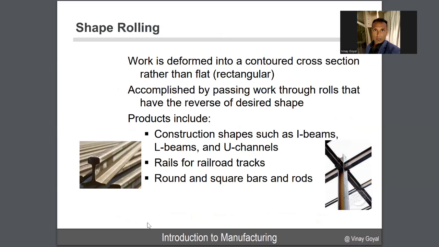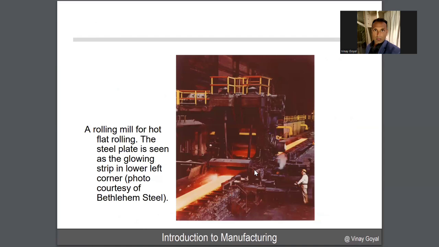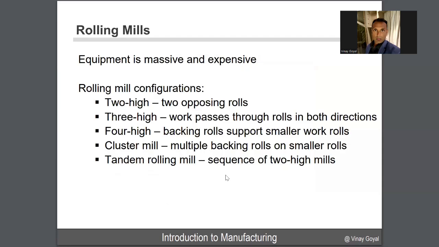In shape rolling, work is deformed into contour cross sections rather than flat. This is accomplished by passing work through the rolls, and products include I-beams, L-beams, U-channels, and things like rails for rolled trucks. Here you can see a rolling mill for hot flat rolling. The steel plate is seen here glowing in that process. Rolling mill equipment is massive and expensive.